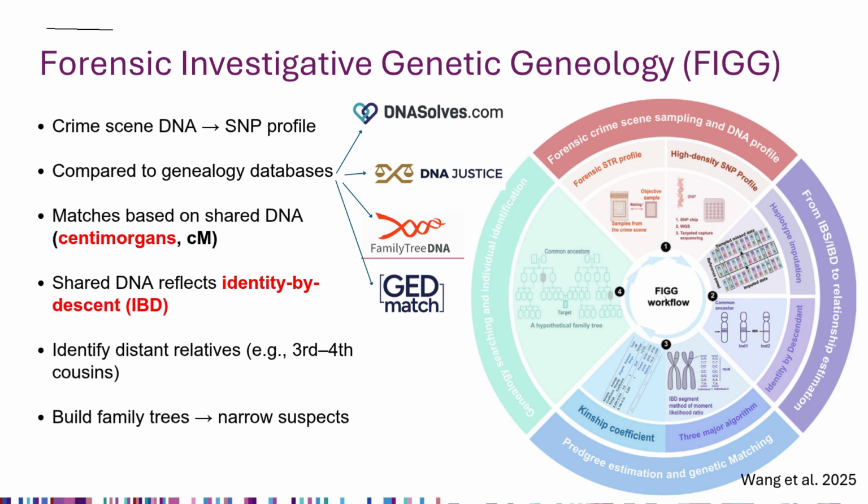From there, genealogists build out family trees, working across multiple generations to identify individuals who could plausibly match the suspect based on factors like age, location, and known history. This process narrows a large pool of people down to a small number of potential suspects, who can then be tested using traditional STR profiling for confirmation.